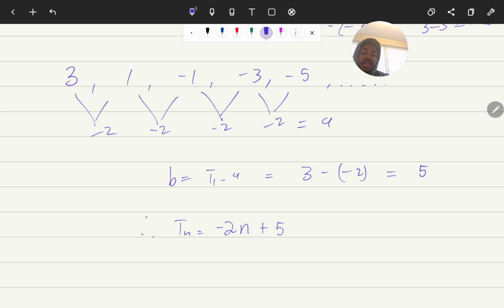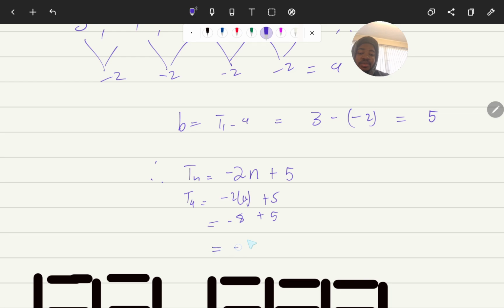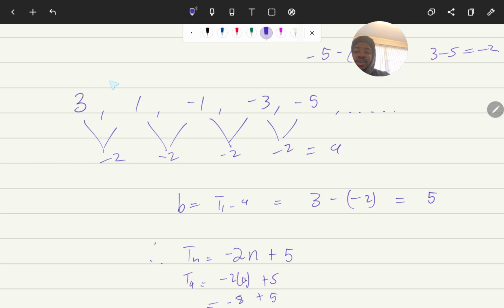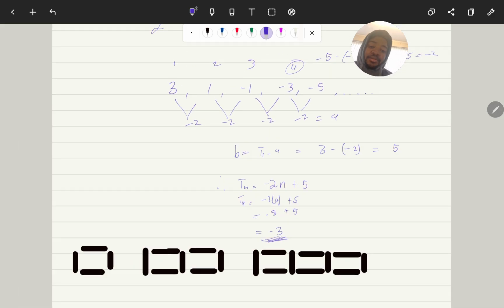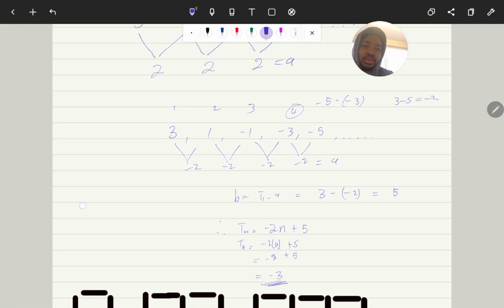Now let's test it out with T4. T4 is going to be -2 into 4 plus 5, that is -8 plus 5, and that is -3, which is exactly what we have here: term 1, term 2, term 3, and term 4. We're getting exactly -3. You see, cool stuff.